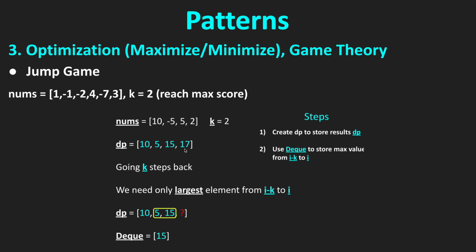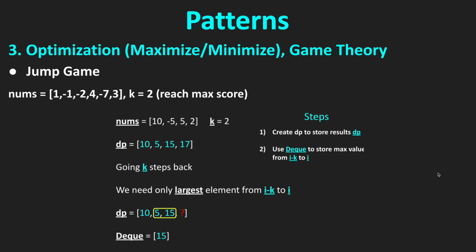And again, for the last one, the same. For the value is 2, so 2 plus either we can come from here or from here. 5 plus 2 gives us 7, and 5 plus 15 gives us 17. We are choosing the 17 as a solution, as a max value, and we are returning that. But what's the problem here?